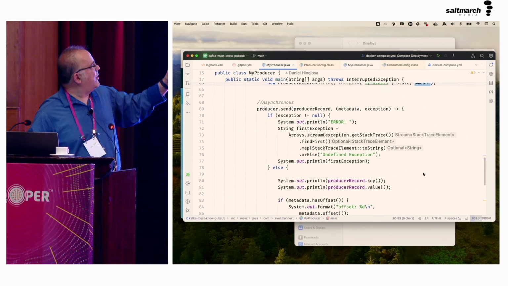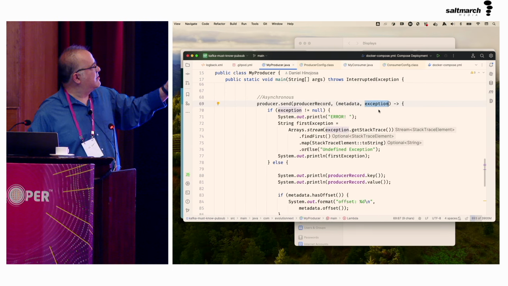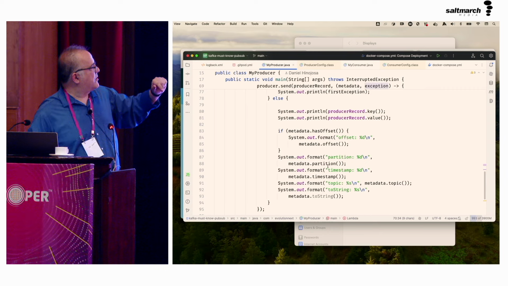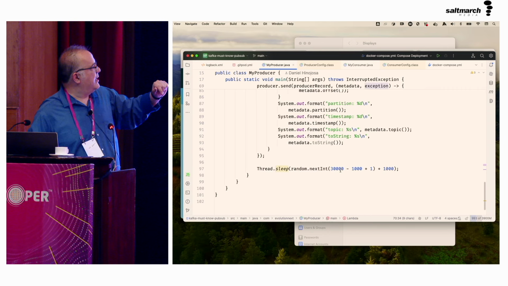On this part over here, I'm going to send the record. I am going to receive a callback. If I get metadata, that means everything was good. If I get an exception, that means everything is bad. So if this is not null, then I'm going to print out the exception. Otherwise, I'm just going to print out the offset, the partition, etc.